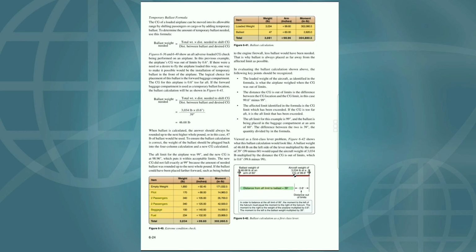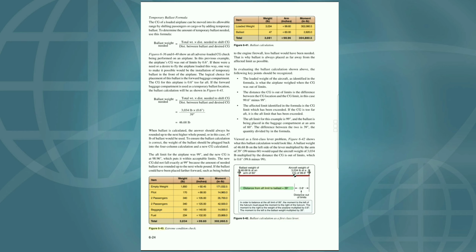Pilot, 2 passengers, baggage, fuel. Distance out of limits. In order to balance at the aft limit of 99, the moment to the left of the fulcrum must equal the moment to the right of the fulcrum. The moment to the right is the weight of the airplane multiplied by 0.6. The moment to the left is the ballast weight multiplied by 39. Total 3,034. Figure 6-42. Ballast calculation as a first-class lever.